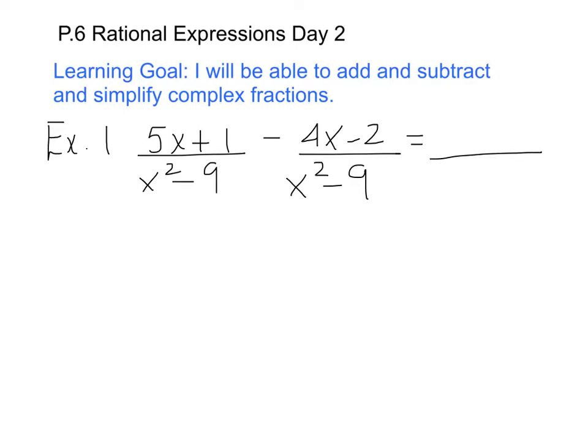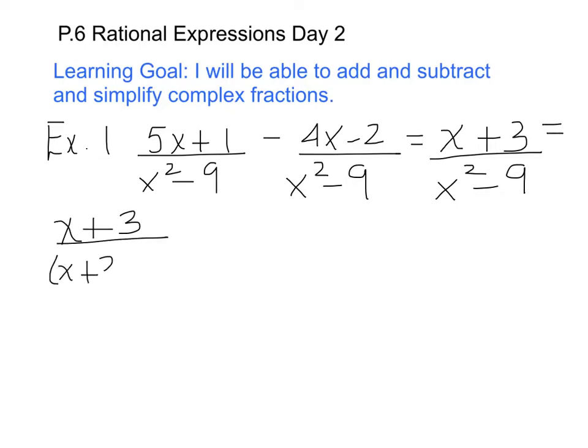And you subtract like terms. So 5x minus 4x is 1x. 1 minus negative 2 is 3. And then once you get here, you want to make sure that you factor your denominator, because sometimes you can divide things that are alike. Before you do that, you always want to do your exclusions.